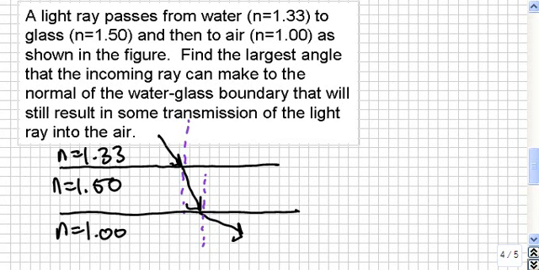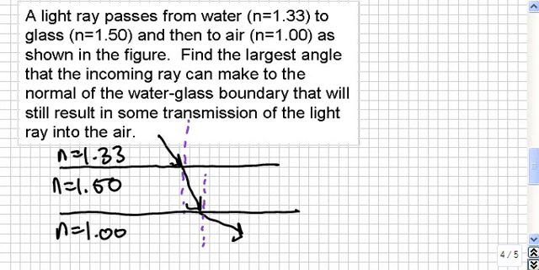Okay, in this problem we're told there's a light ray that passes from water to glass and then to air. We're also told to find the largest angle that the incoming ray can make to the normal of the water-glass boundary, so that there's still going to be some transmission of the light ray into the air. And the implication here is that there's some angle of incidence in the water, but we won't get any transmission at the glass-air boundary. And that's true.